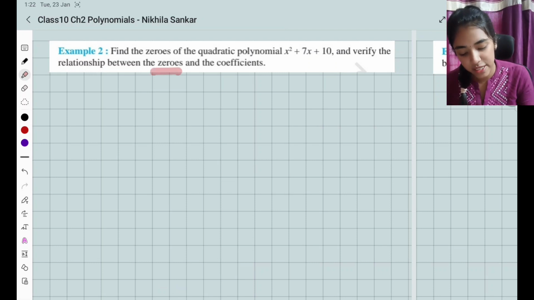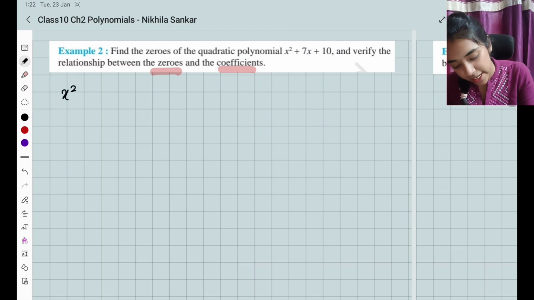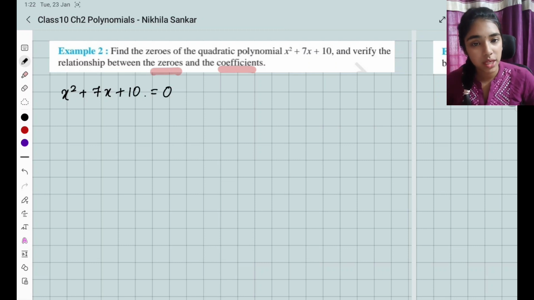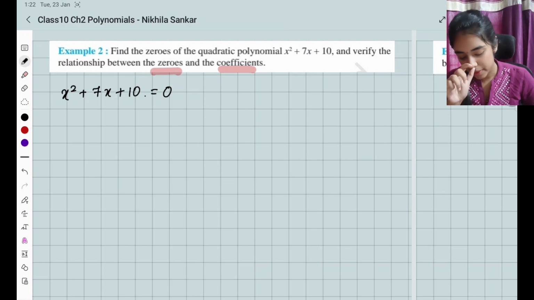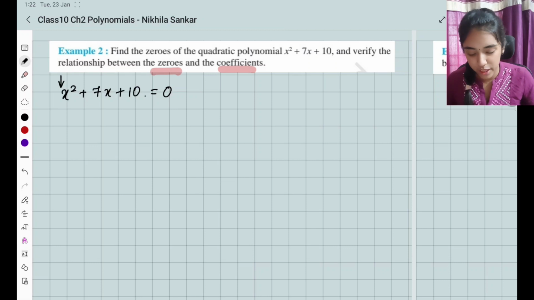Okay, so first they ask us to find the relation between the zeros and the coefficients. For that we need to find the zeros, right? So it is going to be x square plus 7x plus 10. So this is going to be the quadratic polynomial. You have to equate that to 0 to find the zeros. So here you have the coefficient of x square is going to be 1. Okay, always make sure that it is 1.